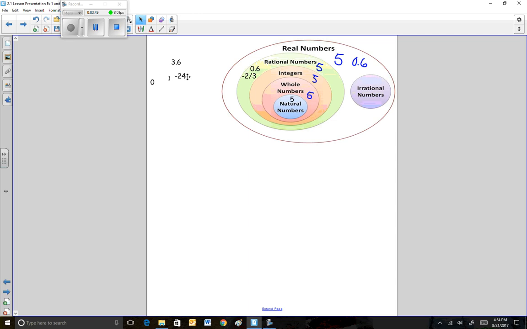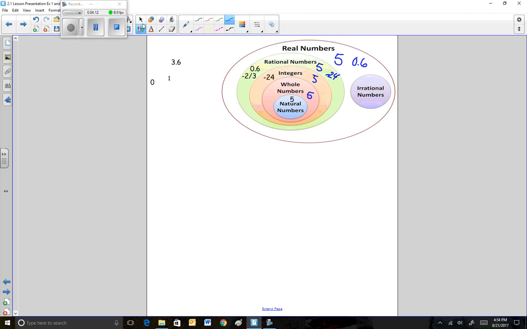Negative 24. It's not natural to count negative 24. It's not a whole number, but it is an integer, so we will place it in integer. Could it also be considered a rational number? Sure, we could put negative 24 under there. It could also be considered a real number.